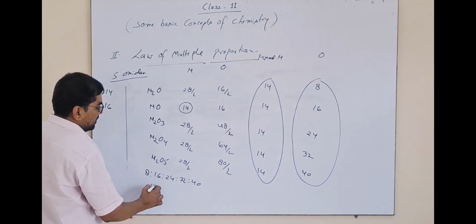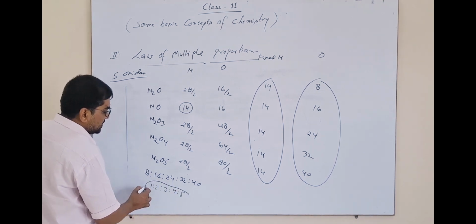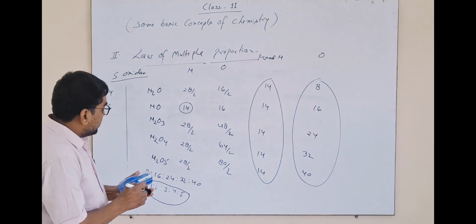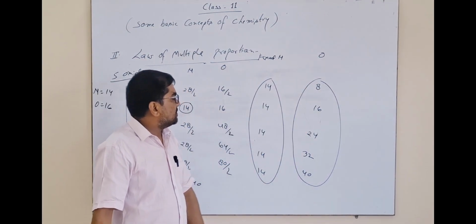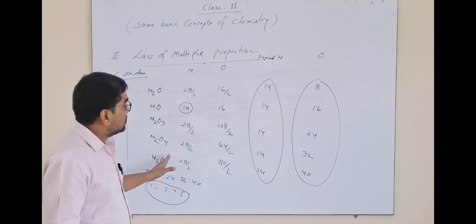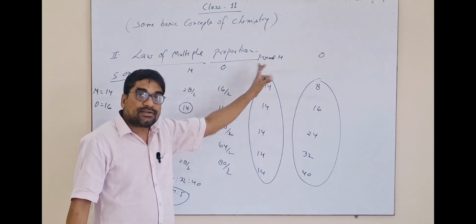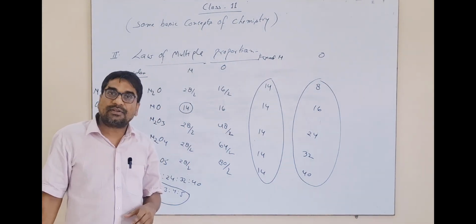So in a simple way, 1 ratio 2 ratio 3 ratio 4 ratio 5. This is the simple whole number ratio among variable masses of oxygen that participates in formation of 5 different oxides of nitrogen when it reacts with a fixed amount of nitrogen. This is all about the law of multiple proportion.